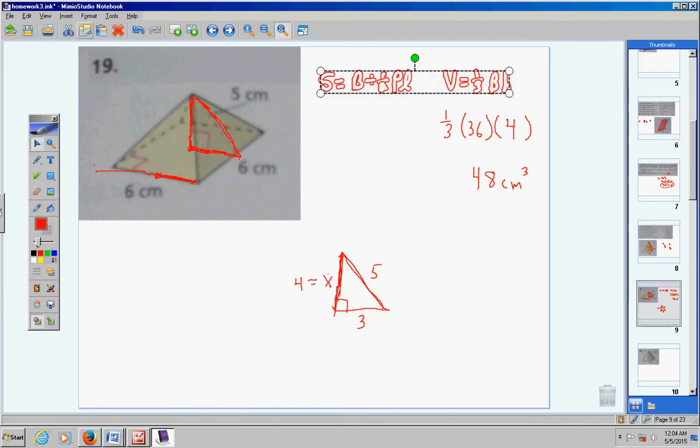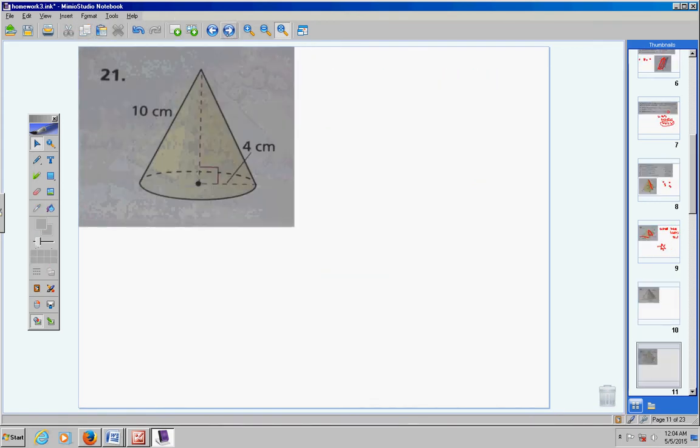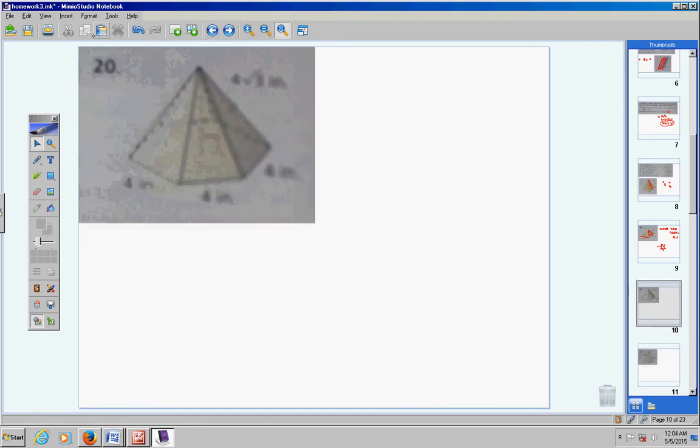So let's grab those, and let's paste those, right? If I can get this to work. Right there. Okay, now, let's go ahead and find, first of all, the surface area of this pyramid, okay?